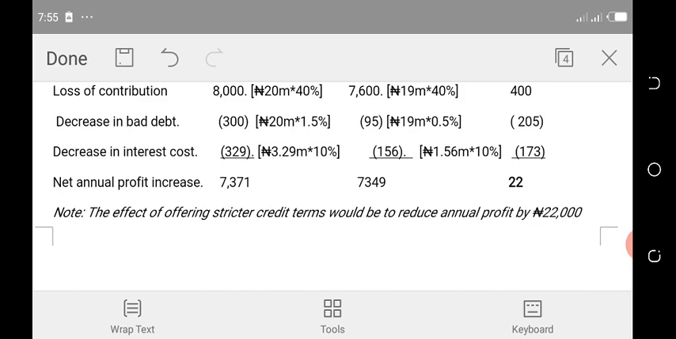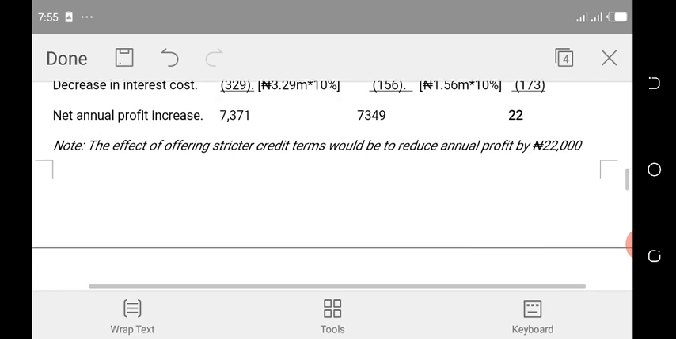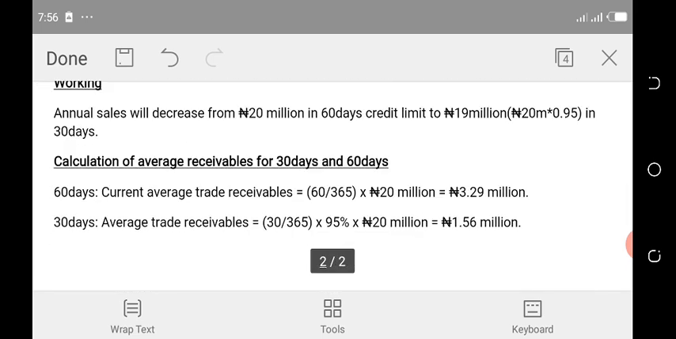So now another thing is that we look for the finance cost. As long as we are giving credit, there will always be a finance charge. Always remember this. Once we are giving credit, there will always be a finance cost, which is our average trade receivables times the cost of capital. So let's look at our calculation of our average trade receivables. For 60 days, the current average trade receivable is 60 over 365 days times 20 million. So we have 3.29 million naira.